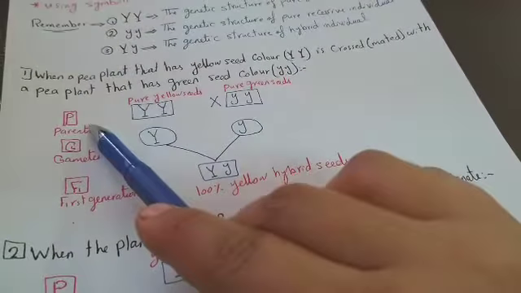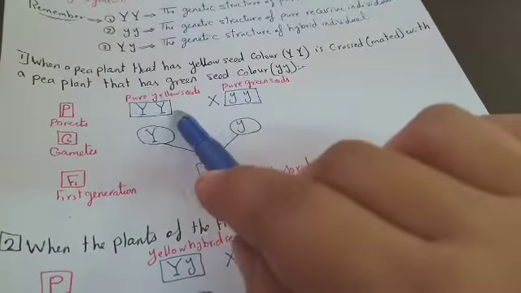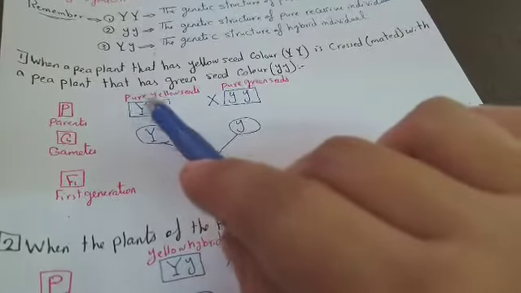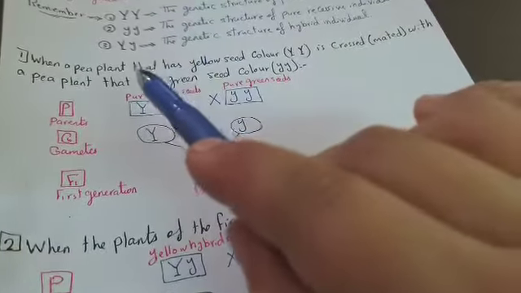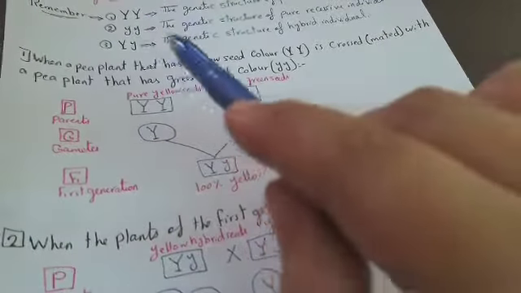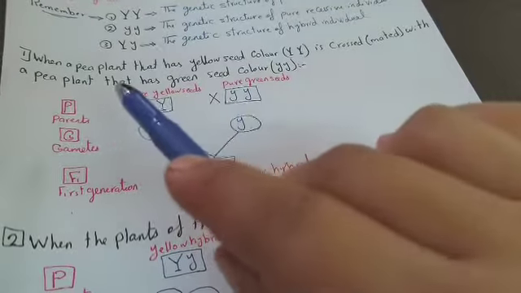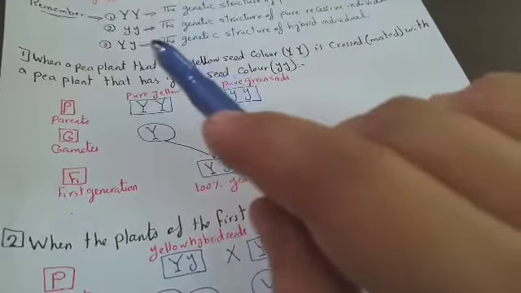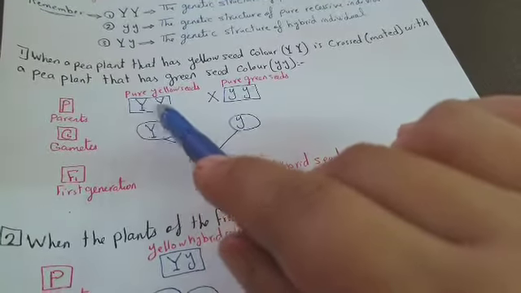So we have here the parents, father and mother. The trait is controlled by two factors. Any trait in any living organism is controlled by two factors in your body, in the plant, in the animal. So here we talk about the seed color. Seed color trait in the pea plant is controlled by two factors or two genes.